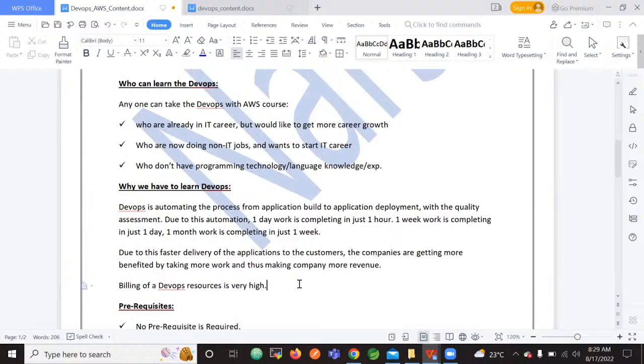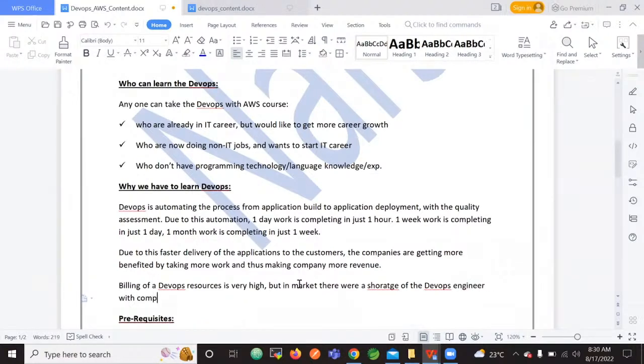One cloud mandatory. Okay. So when the applications are automated using DevOps, the DevOps resources are needed also. That is the reason there are more opportunities on the DevOps tools and the DevOps career. Meaning the DevOps job role has more opportunities nowadays. Billing of DevOps resources is very high, but in the market there is a shortage of DevOps engineers with complete skill set.